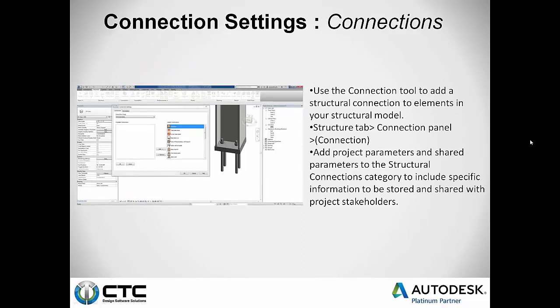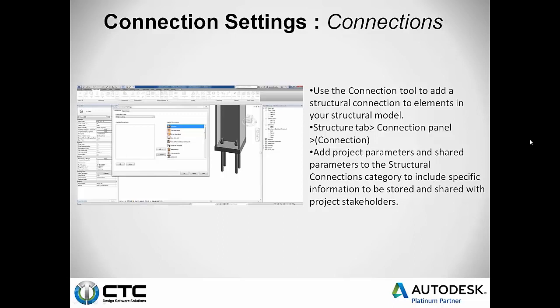So I'm going to talk a little bit about the connection settings here. As you can see here, you can find it in the structure tab, connection panel, and there's that connection tool, and it's going to launch this dialog box here. I'm going to be going through an example of how to add in all these different connection types here. In this example, I just went ahead and added them all in there, and I'll do that for the demo as well.